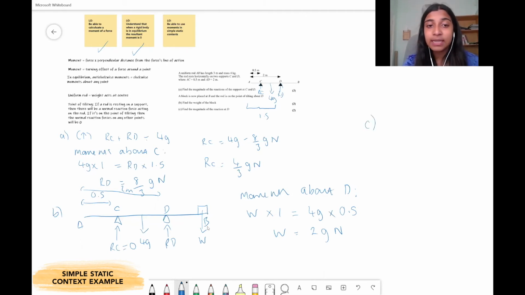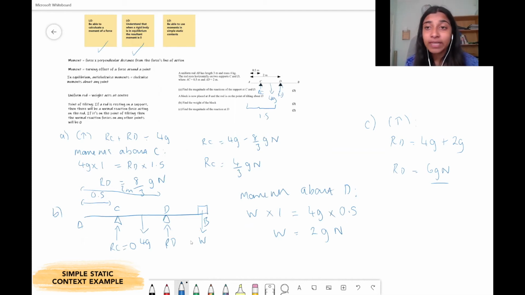So part C, lastly, we want to find the magnitude of the reaction at D. Now we want to find what our RD is, and we can do this by resolving forces again, and because it's at rest, our resultant force will be 0. If we resolve in the upward direction, our RD is equal to forces in the downward direction, which is 4G plus our weight, which is 2G. So our reaction at D is equal to 6G newtons, and that answers this question. So that's one example of how you could use moments in a simple static context.